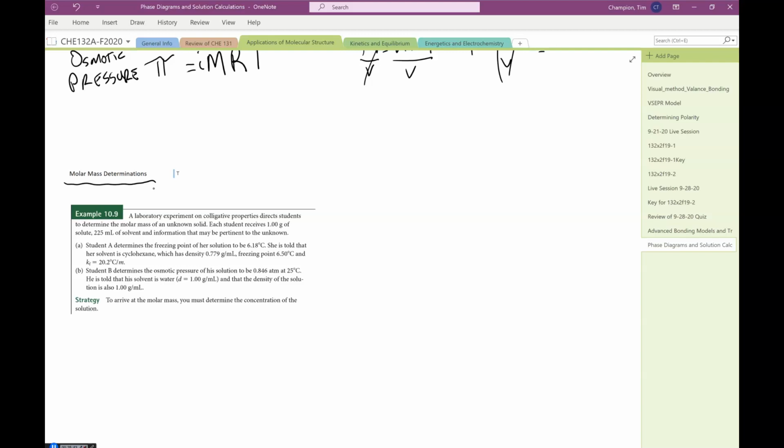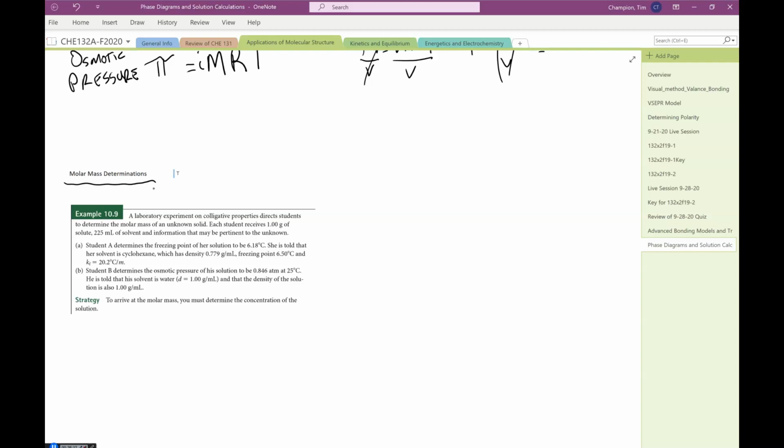Alright, so this is a very common lab experiment. Students are given unknowns, and they're directed to take the pure solvent, get the boiling point temperature or the freezing point temperature of that, then dissolve the solute in the solvent and get the new freezing point, which should be lower, and calculate from that the molar mass.